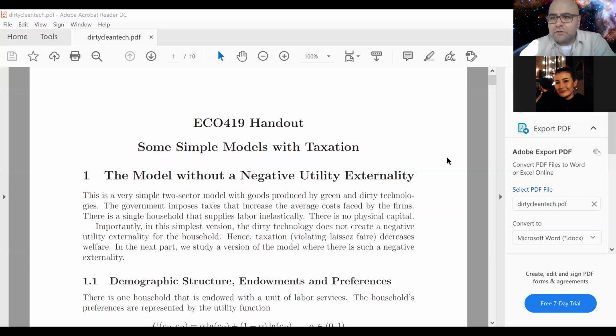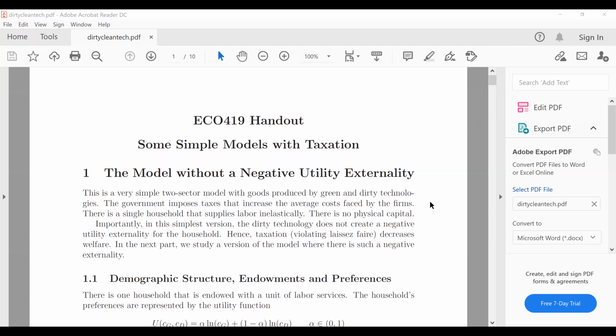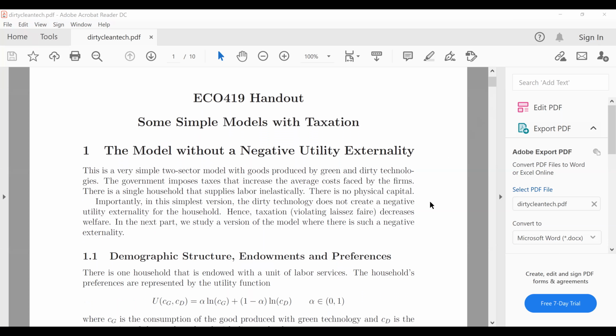So let me share my screen now. Okay, so this is the handout. You are already given this handout, and here we have two firms, and these two firms will produce two goods using different technologies. One of the firms is using the green technology, and the other firm is using the dirty technology. So here, of course, we are talking about environmental consequences of these technologies.